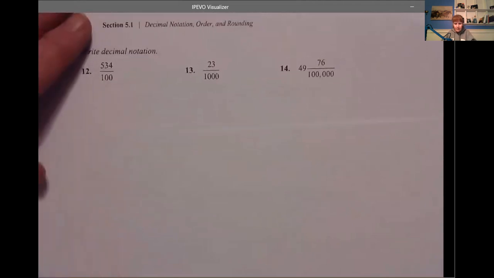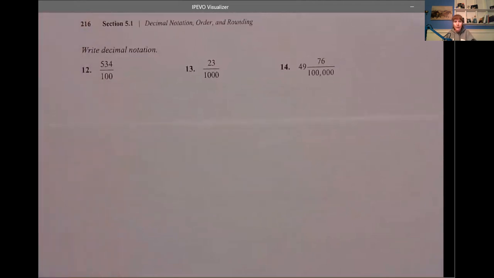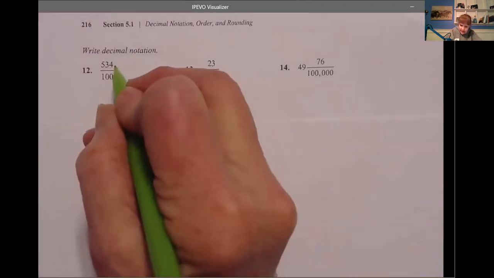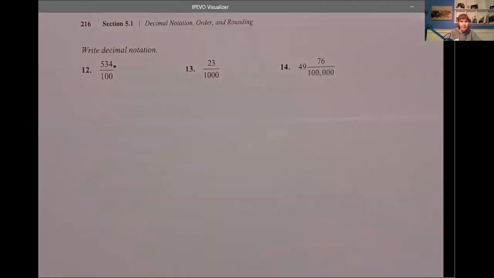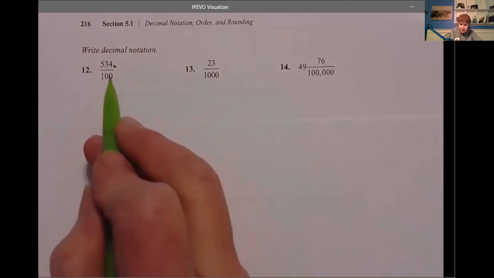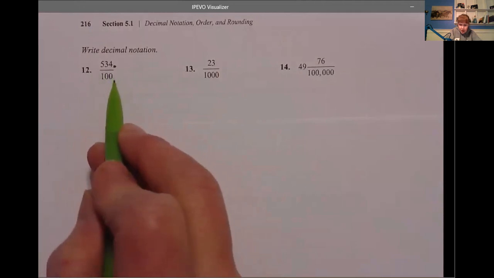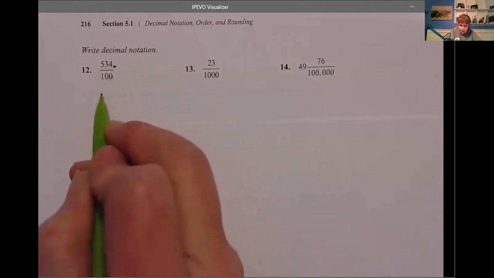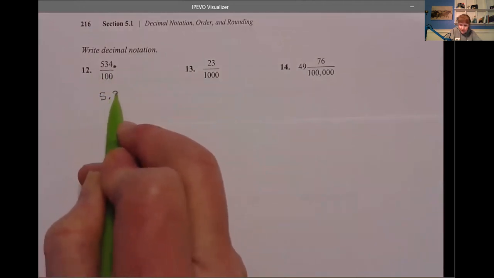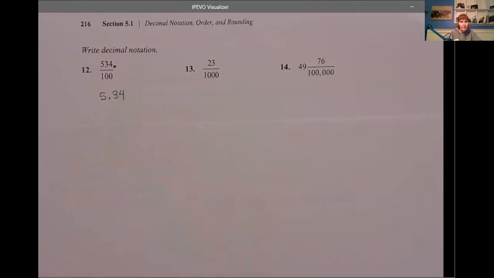All right, so looking at number 12, the problem is where is the decimal? Well, if the decimal's not given, the decimal is at the end here. So I'm going to take the decimal where it's at, and I'm going to move it to the left because it's division twice. So it will be 5.34. Okay, pretty easy.